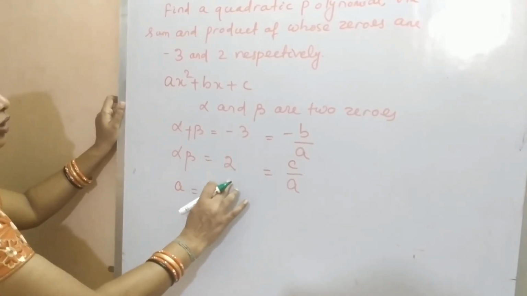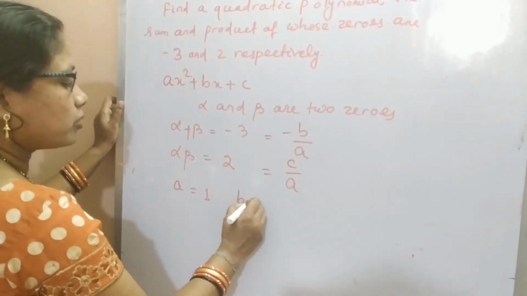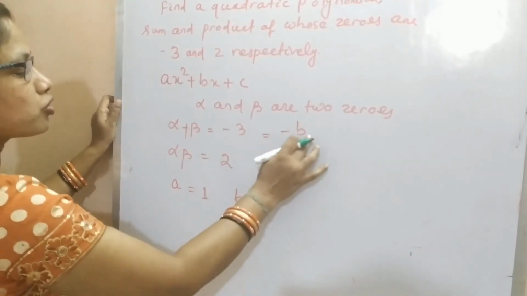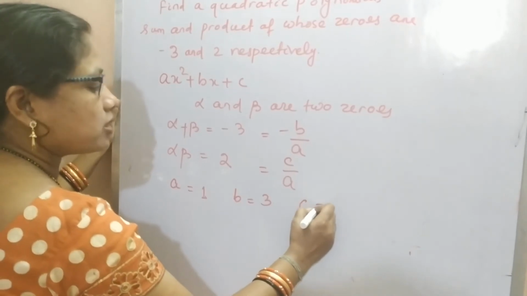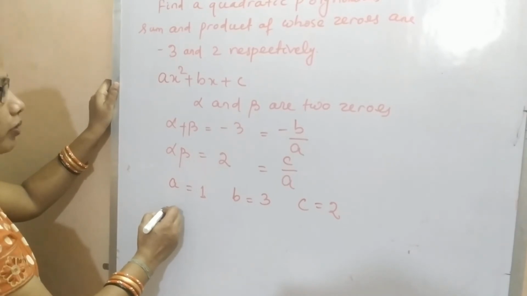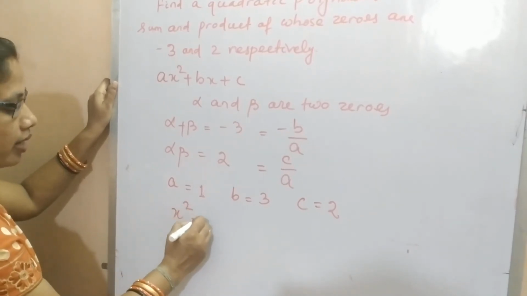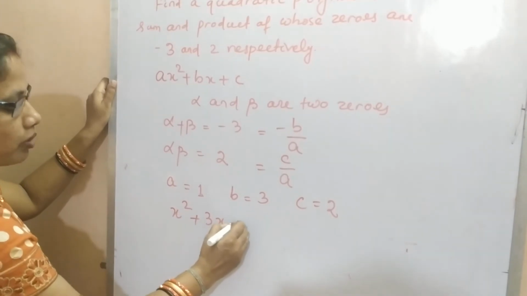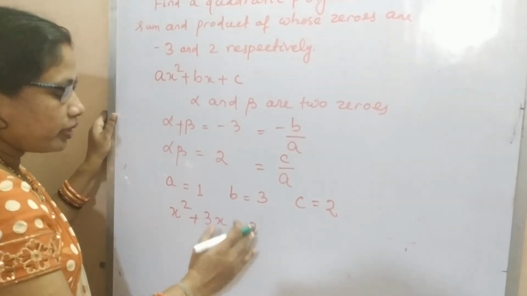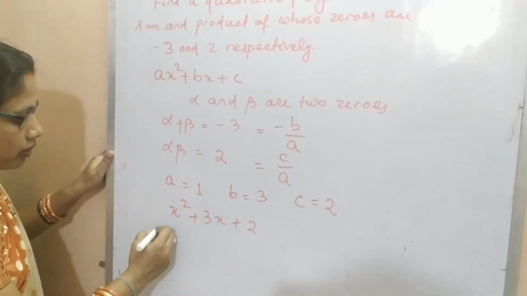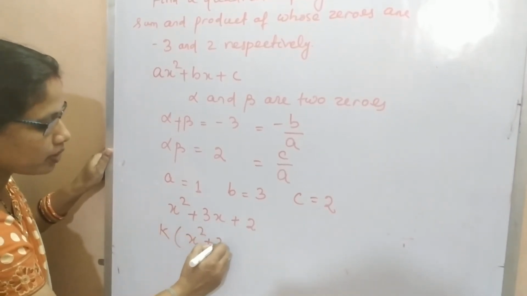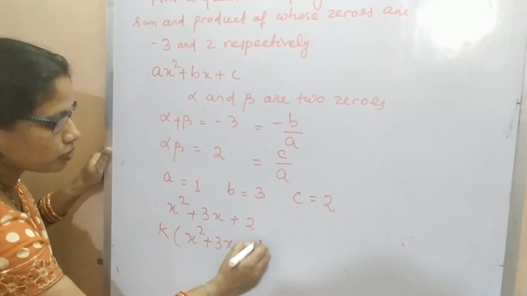So by comparing this, we got a is equal to 1 because this is minus 3 by 1 and 2 by 1, and b is equal to 3 because minus 3 by 1 is equal to minus b by a. So b is equal to 3 and c is equal to 2. So by putting this, we can find a quadratic polynomial like this: x square plus 3x plus 2. But we can find another polynomial also by the real number k. The polynomial will be k whole into x square plus 3x plus 2.